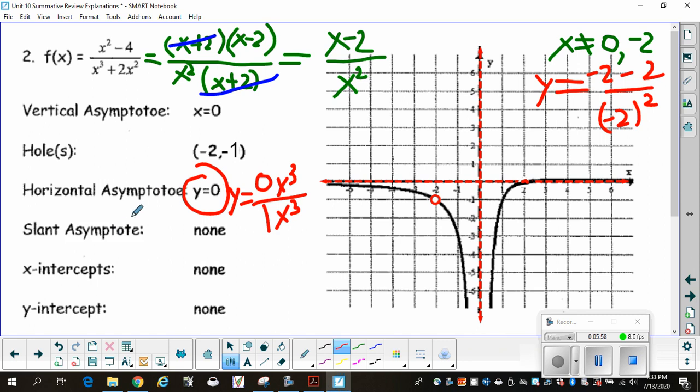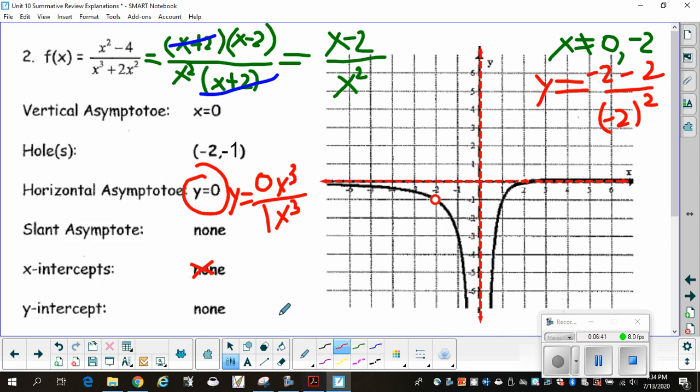X-intercepts. Well, y can't equal 0 because that's a vertical asymptote. And then, oops, sorry, x can't equal 0 because that's a vertical asymptote. y equals 0 turned out to be a horizontal asymptote. So therefore, I don't have any x-intercepts or any y-intercepts. This curve here is coming up. Well, actually, I take that back. I do have a y-intercept or an x-intercept.